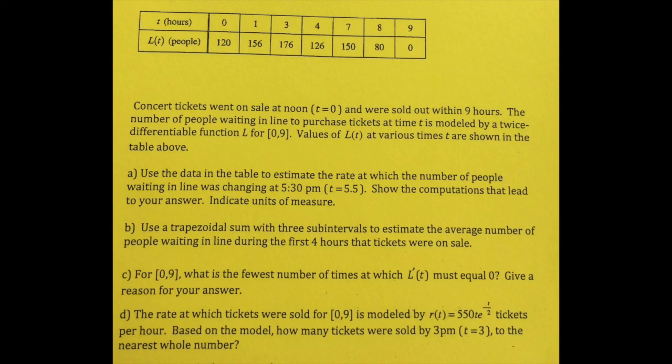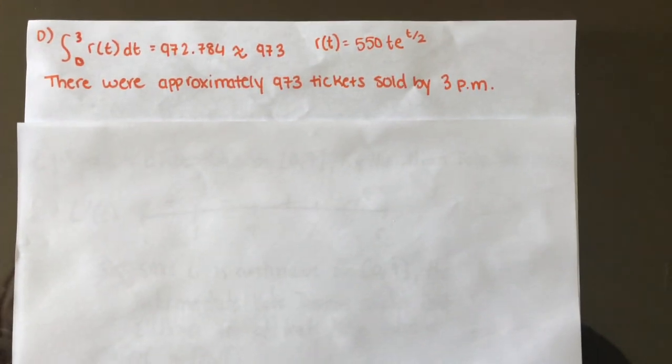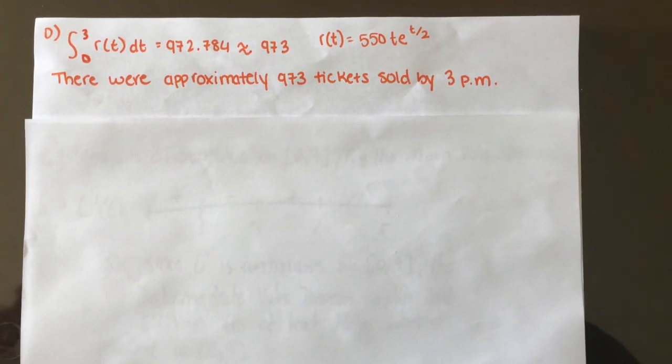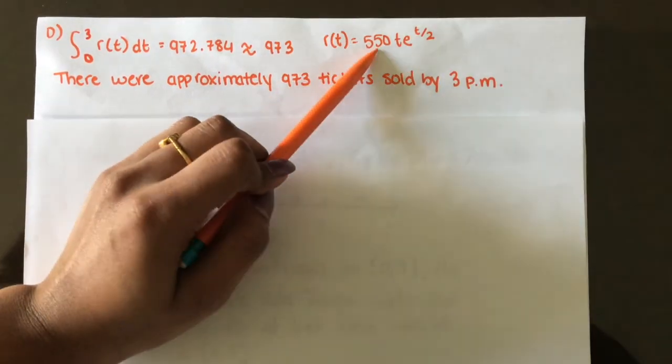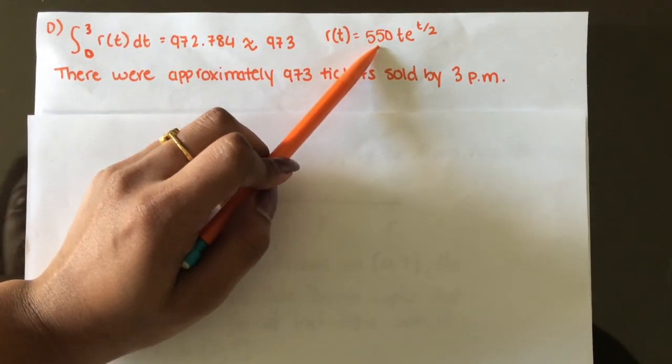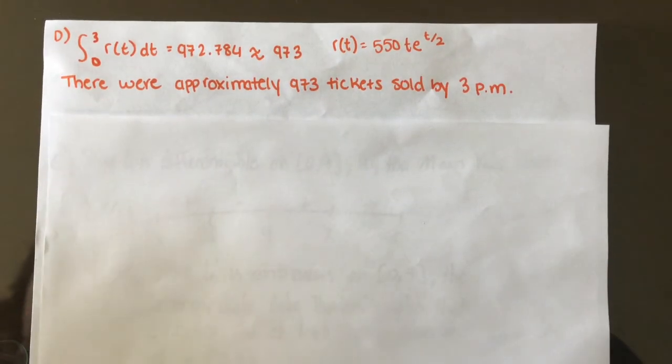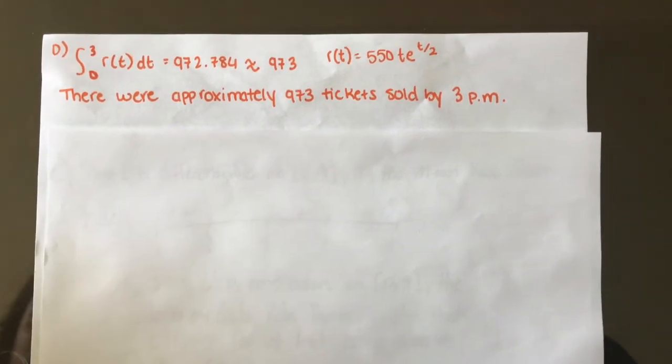The rate at which tickets were sold for 0 to 9 is modeled by R of t equals 550 t e to the t over 2 tickets per hour. Based on the model, how many tickets were sold by 3 p.m., t equals 3, to the nearest whole number? So for part D, it asks for the rate at which the tickets were sold from 0 to 9 inclusive with this modeled equation, and it's asking to find it from 0 to 3 hours.